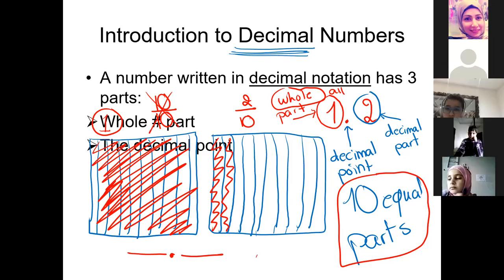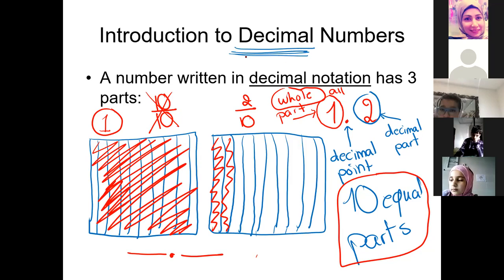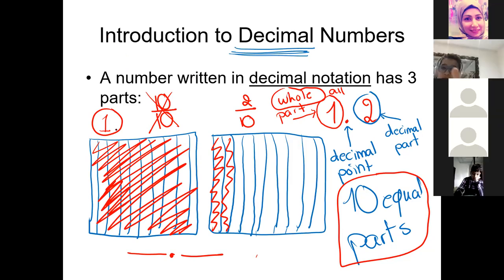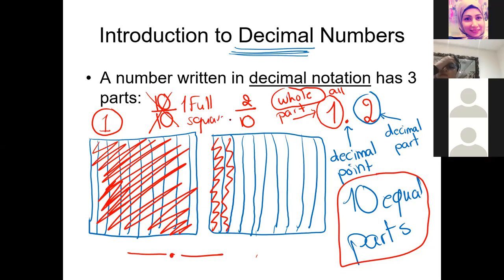Okay. How many squares are full colored here? Two. We have 2 squares. I colored 2 squares, all of them. No. How many squares? One. Excellent, Murad. One. I colored just one full square. We have here one full square. So the whole part is one. So I have to write one.